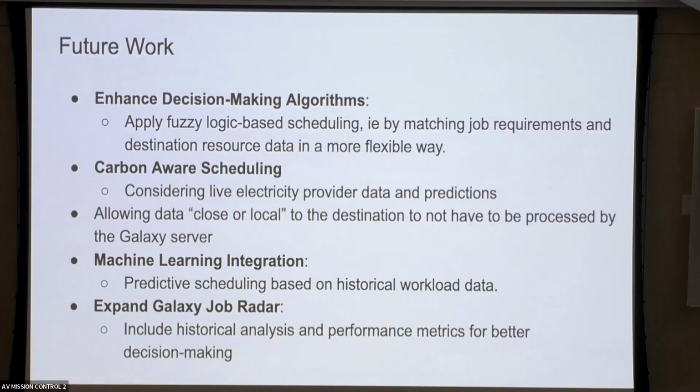So future work: we want to improve our algorithm by not having just a strict comparison between resources needed and resources available, but more of a binned approach, a fuzzy way of matching destinations to jobs, and not a strict yes or no. We also want to include energy usage or efficiency.